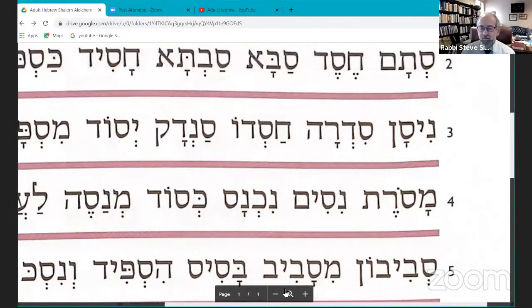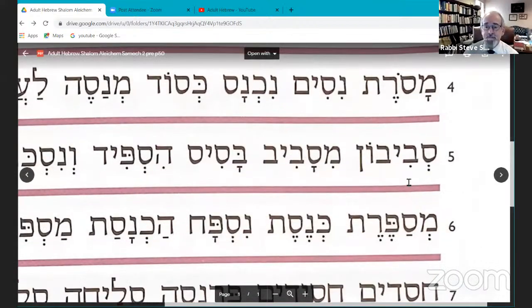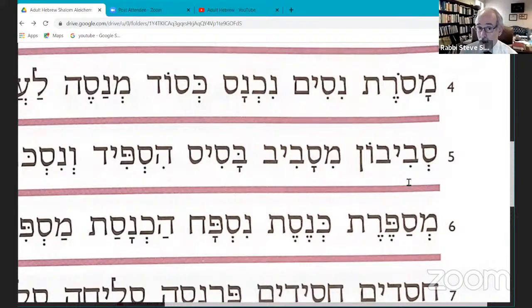Line number 5. Sivivon. Sivivon is the Hebrew word. We're now in the month of Kislev, or nearly in the month of Kislev. We're in Cheshvan. We're approaching the holiday of Hanukkah in about 3.5 weeks or so. And Sivivon is the Hebrew word for a spinning top. People might be familiar with the Yiddish word dreidel. Dreidel is Yiddish, Sivivon is Hebrew.